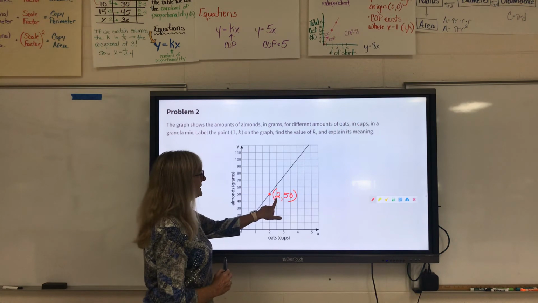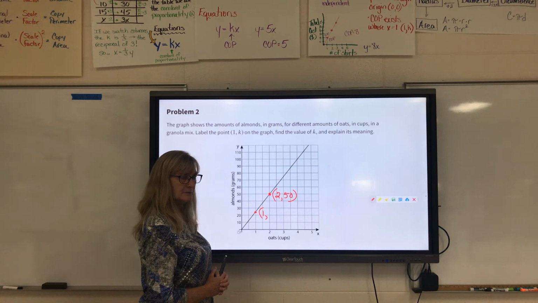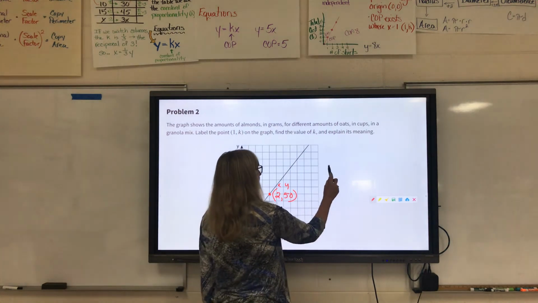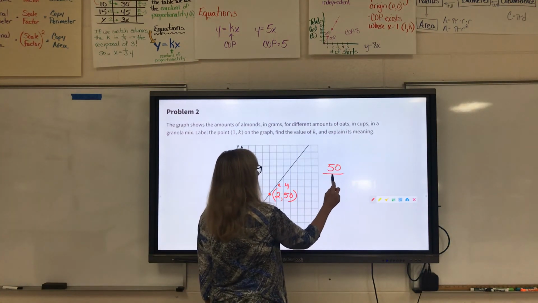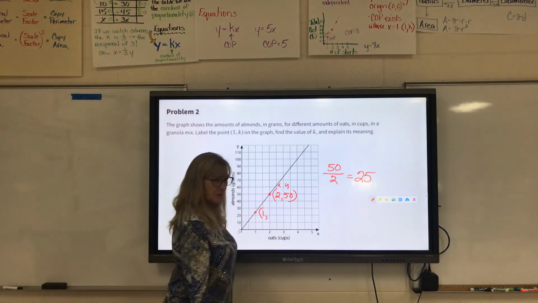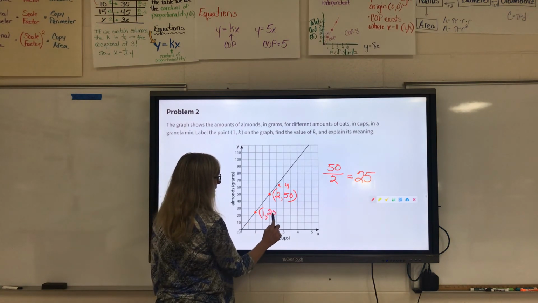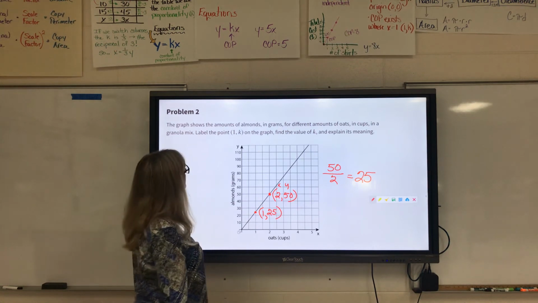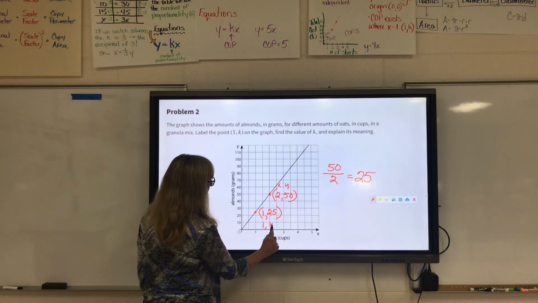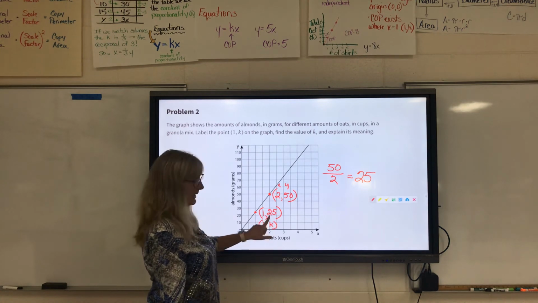Okay. If we know this is 2 comma 50, this is going to be 1 comma what? Well, take your Y over X to find out the constant. So 50 is our Y, divided by our X gives us what? 25. So our constant is going to be 25. So label the point 1 comma K, so this is going to be 1 comma K, and find the value of K. We just did. K is 25.